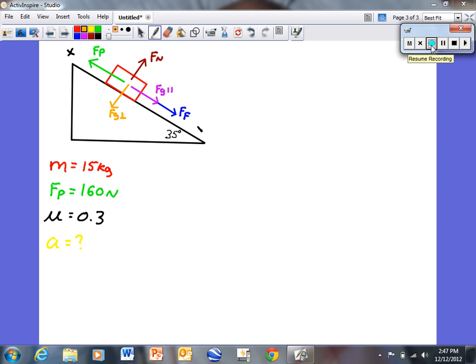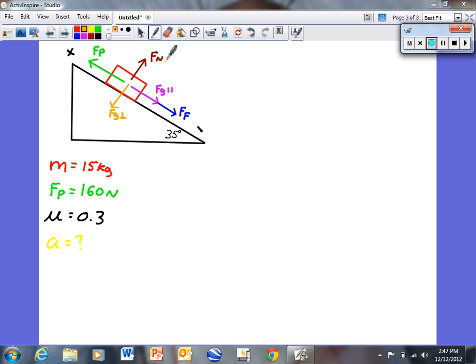Here we're going to be looking at number 4 from the Newton's second law problem worksheet. In this problem, a person is pushing an object up a ramp with a force of 160 newtons. The coefficient of friction between the box and the ramp is 0.3. We're going to find the acceleration of the box, and we're going to find the normal force along the way.